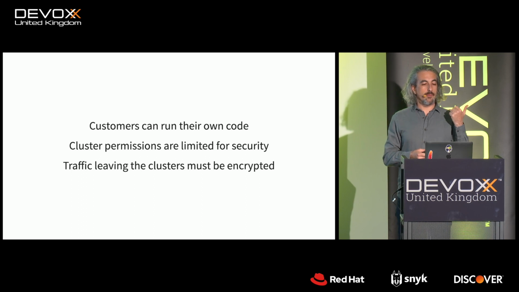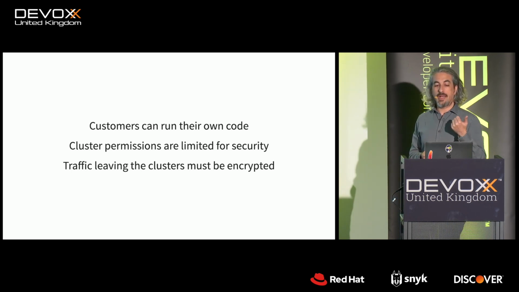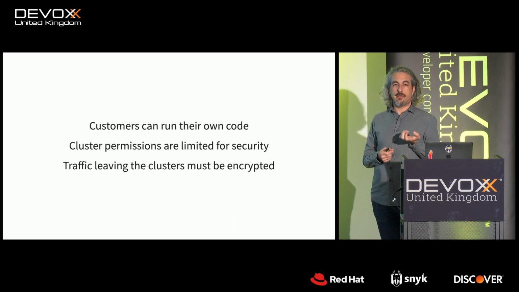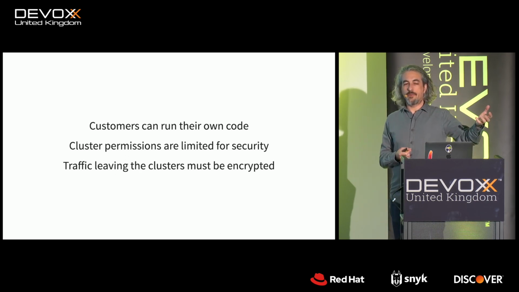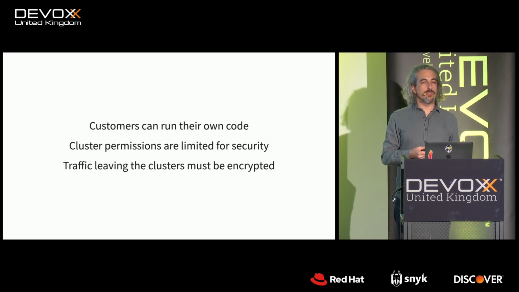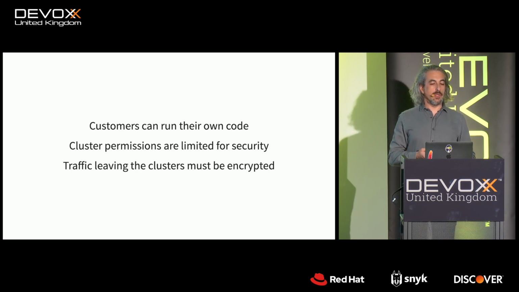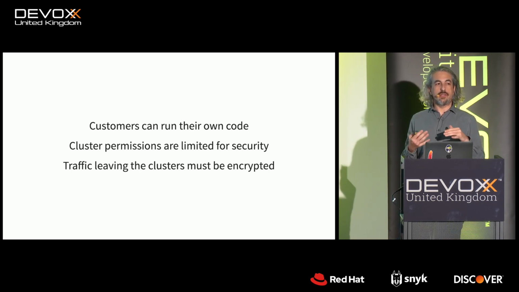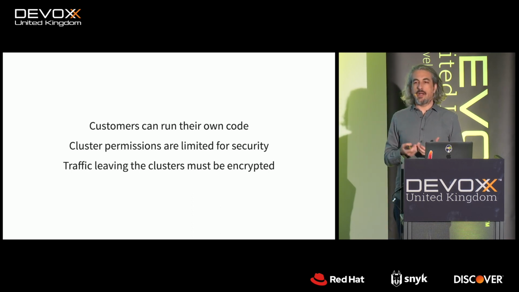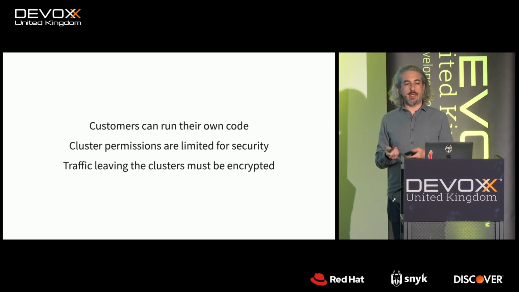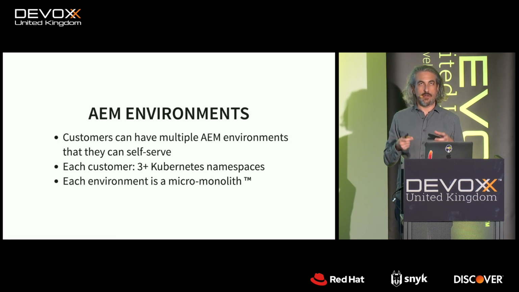Interesting points, because we run customer code. So we get code from the customer that we incorporate in this Java application, and this is run in our clusters. We have to ensure multi-tenancy, we limit a bunch of cluster permissions, so we cannot do a lot of things that we would like to do if this were not a multi-tenant application. Things like traffic getting out of the cluster must be encrypted, and all the typical security considerations that we have to do.